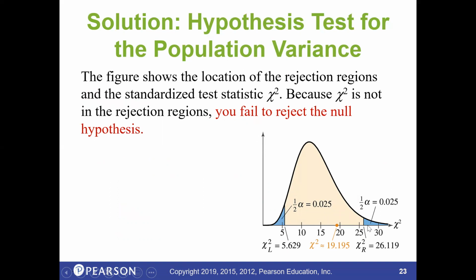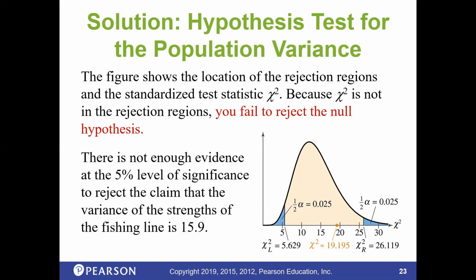We fail to reject the null hypothesis. And then their claim. Let's see our claim. What's our claim? Our claim is the null hypothesis. So there's not enough evidence at the 5% level to reject the claim that the variance of the strength of the fishing line is 15.9. So we keep it still.